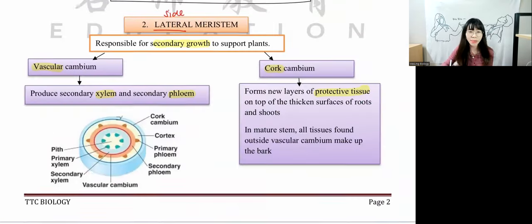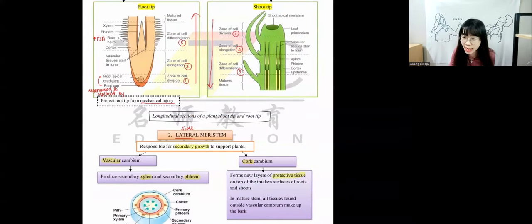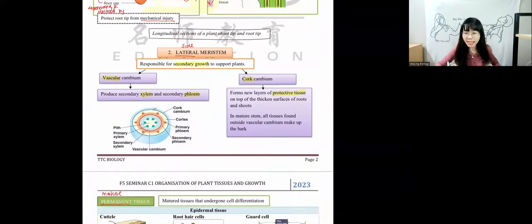Very good. Okay, so this is in page 2. Anybody has question in page 2? Any part you don't understand in page 2, guys? Everyone okay with this? Okay, now next, we're going to look at page 3.